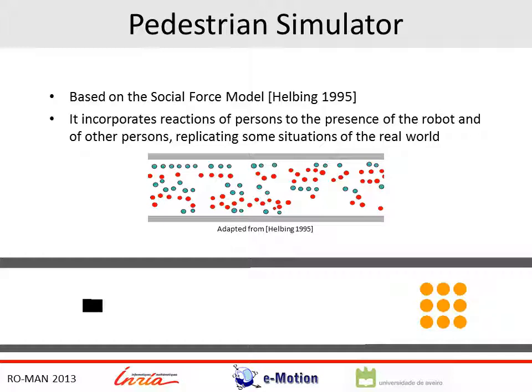Some real-life phenomena that we are able to replicate in this pedestrian simulator is the formation of lanes that occur when you have 2 groups of people moving in opposite directions, as shown in this image. This is important because the robot can take advantage of one of these lanes to move among densely populated environments.